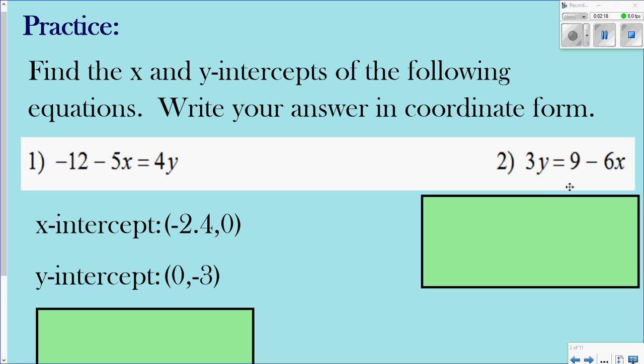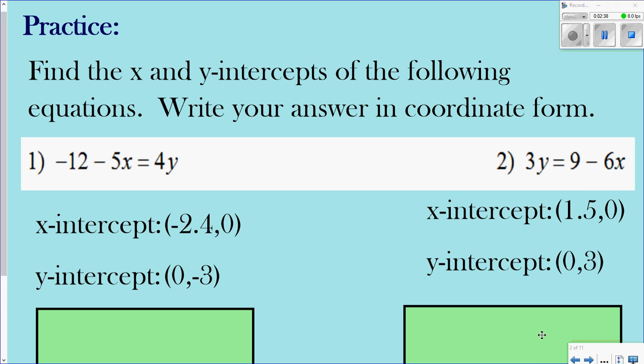And the same thing with this one. So in order to find the y-intercept, you make x 0. Then once you do that, you divide by 3, you will have y equals 3. And in order to find the x-intercept, you would make y 0, and then you would solve, and then you would get a fraction. So the x-intercept would be 1.5, comma 0, and then the y-intercept would be 0, comma 3.